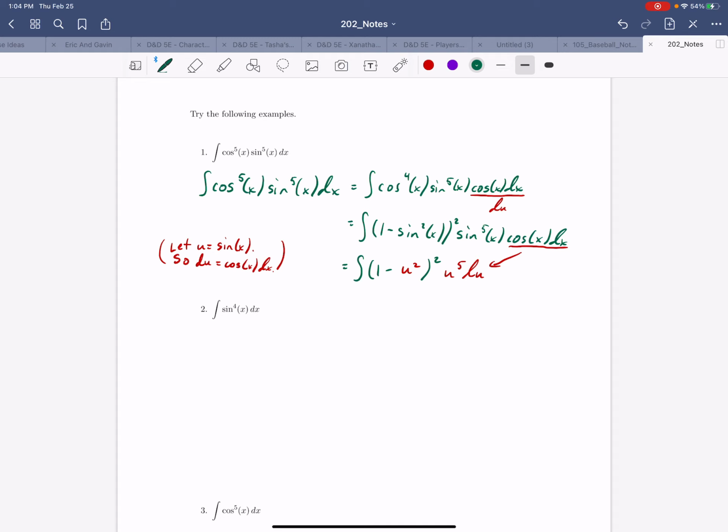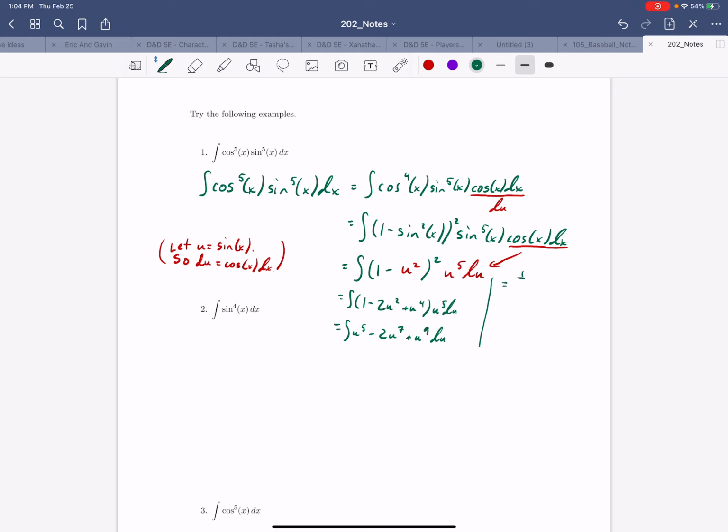Oh boy, we're running into a little bit of space problems here, but I think we can make it work. Let me get a little creative, right? This is going to be 1 minus 2u squared plus u to the fourth, all times u to the fifth du. This is going to give us the integral of u to the fifth minus 2u to the seventh plus u to the ninth du. All right, let's try to finish it off over here.